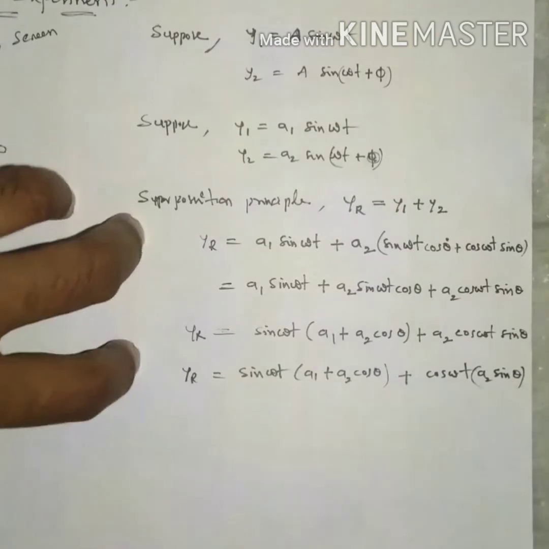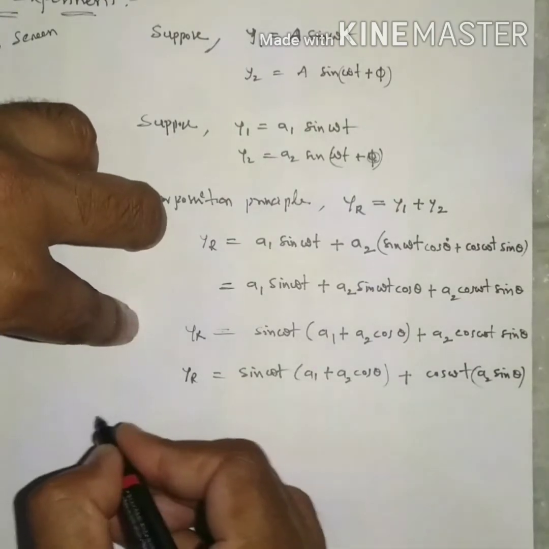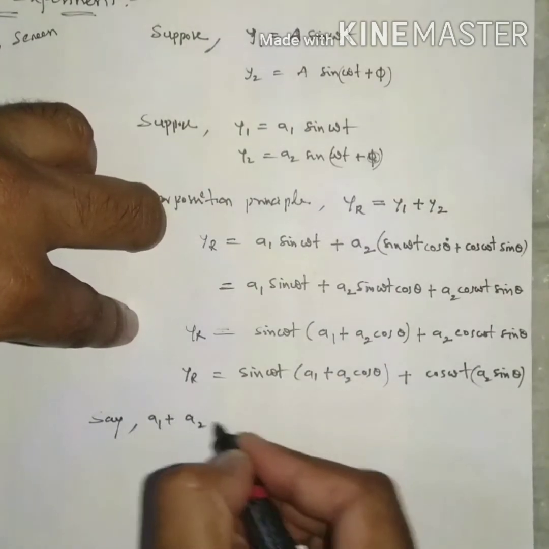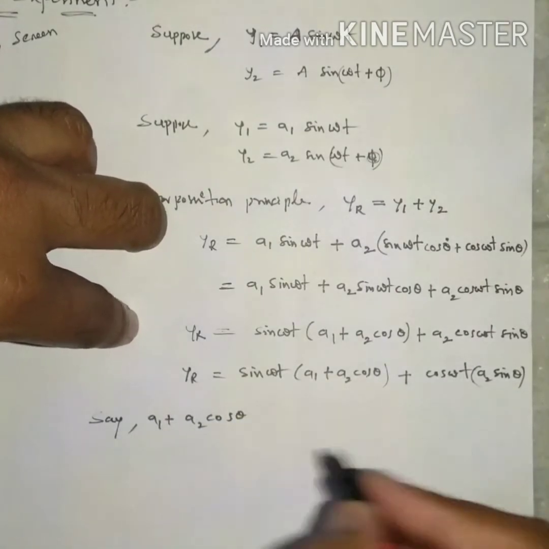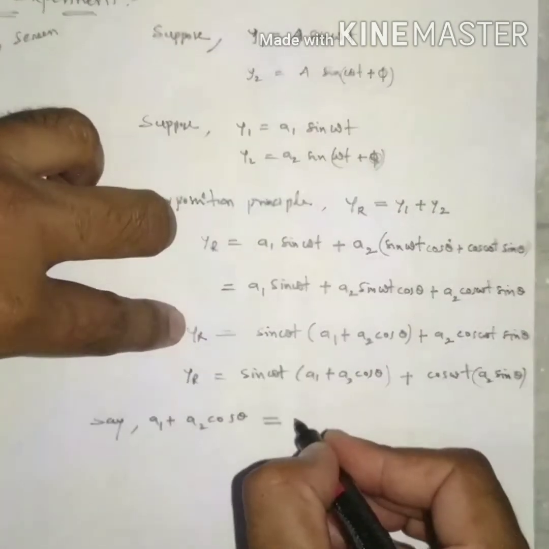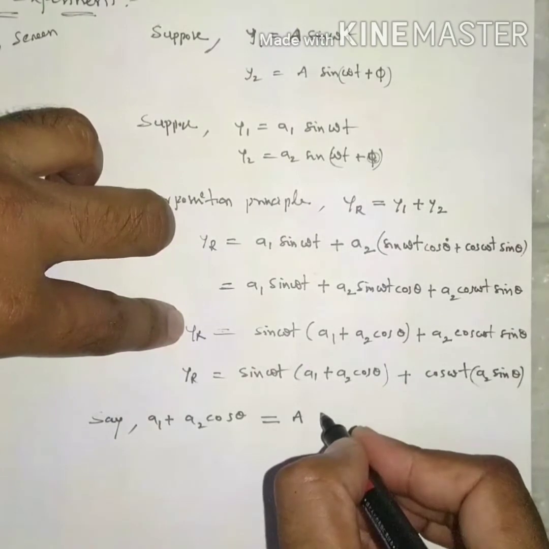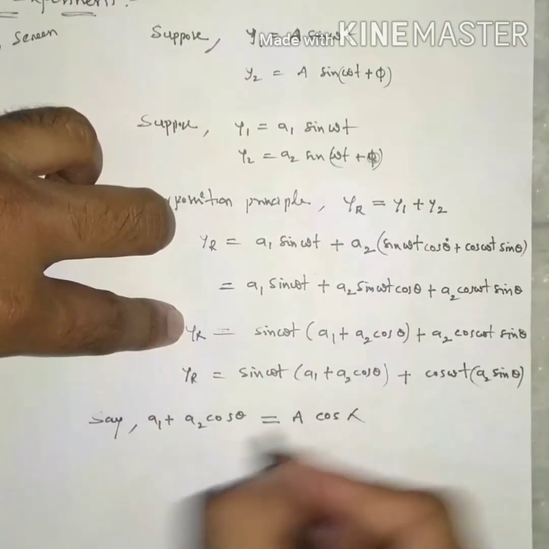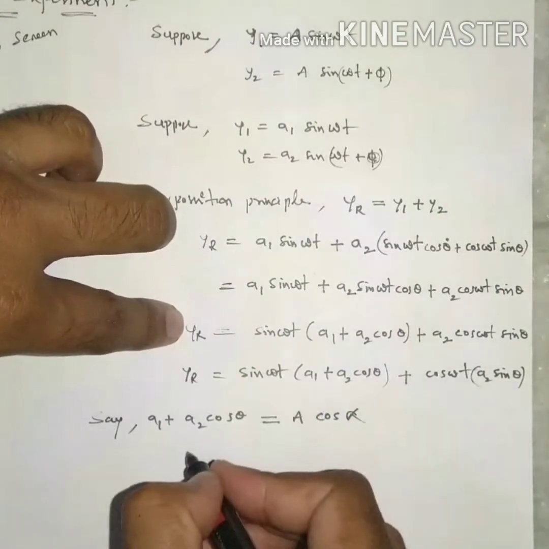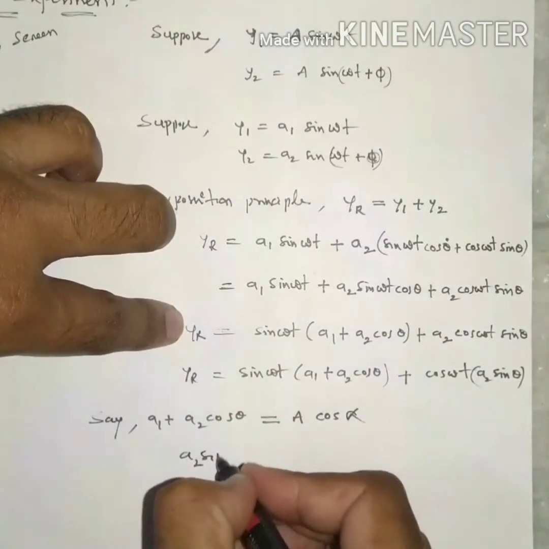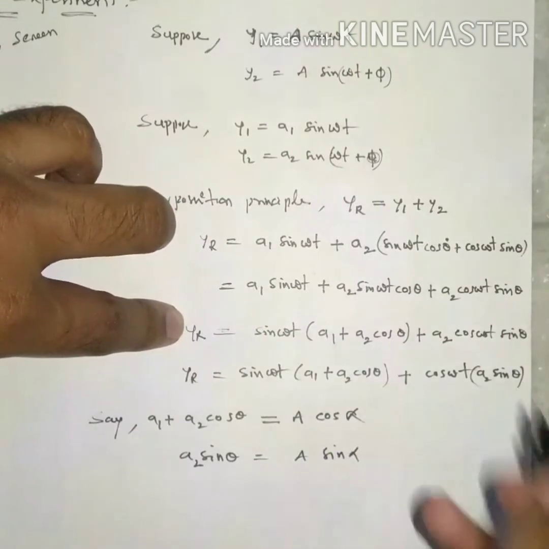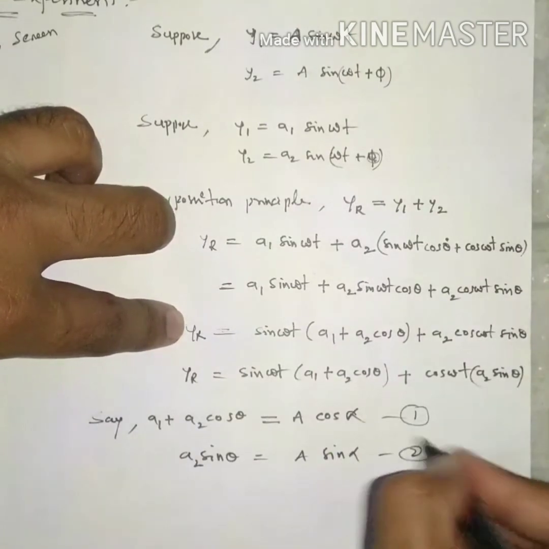This is my convenient point of view. We can write the bracket (a1 + a2 cos θ) as, suppose, A cos α, and the other bracket a2 sin θ as A sin α. These are equations 1 and 2.